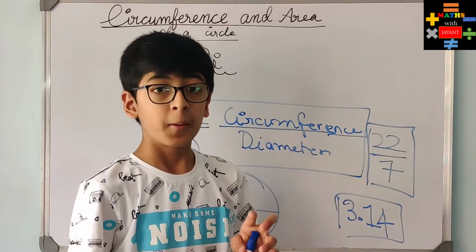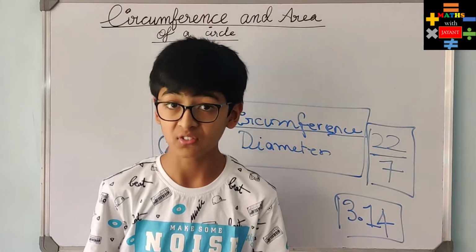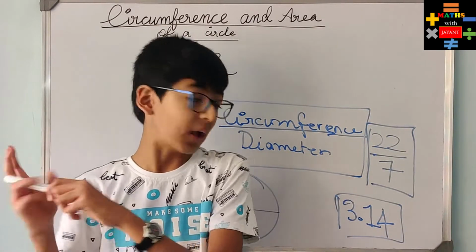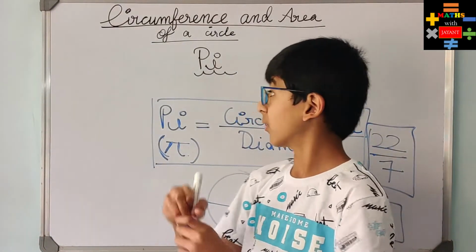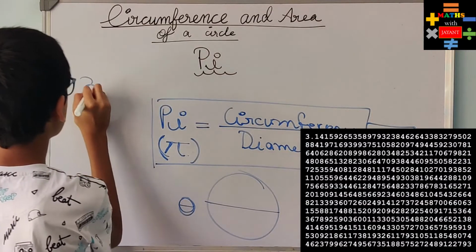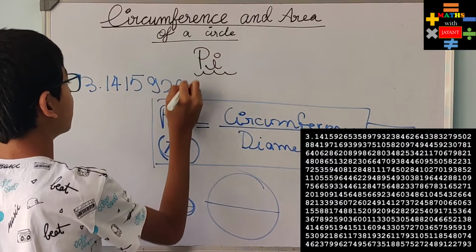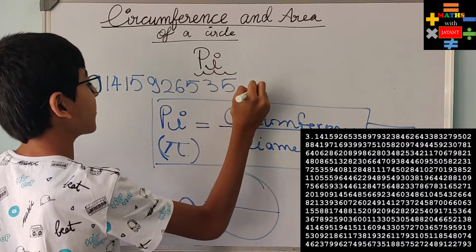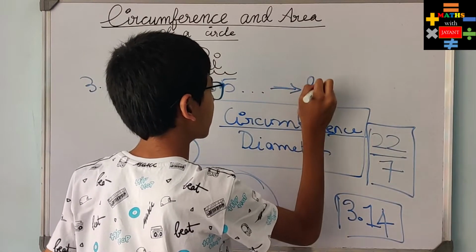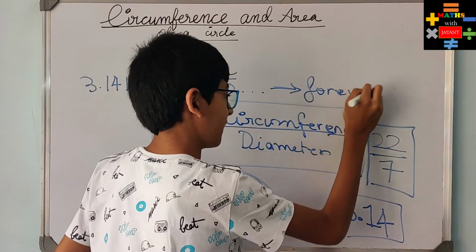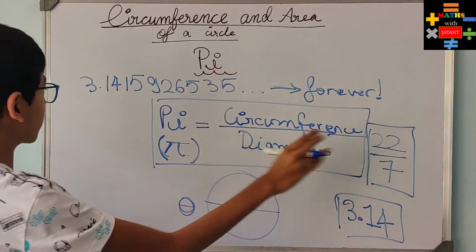Actually, no. This 3.14 is pi rounded off to two decimal places, because pi's value will never end. It is something like 3.141592653 and so on. This value will go on forever, and there won't be any pattern. You won't find any 2.333, no. It will be as random as you can see over here.